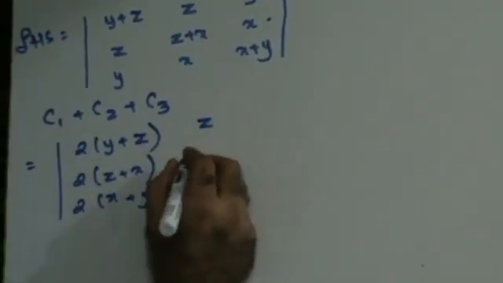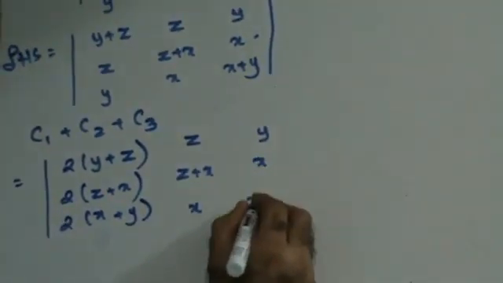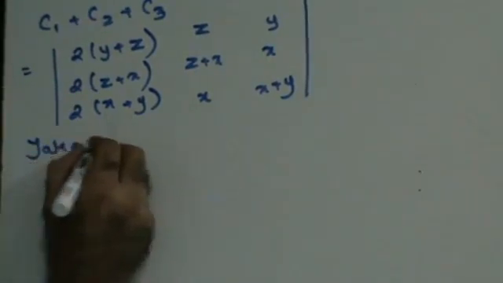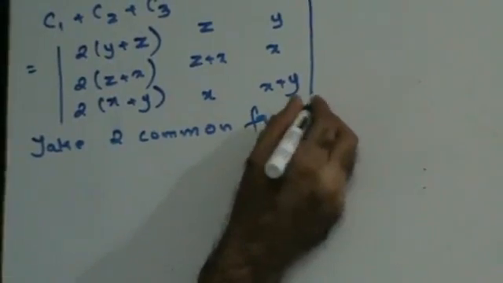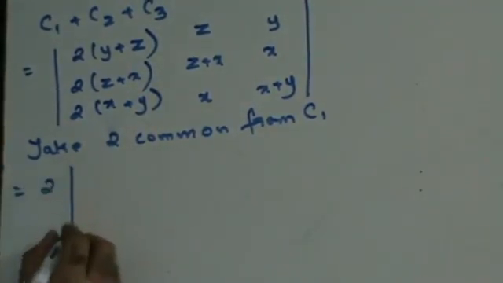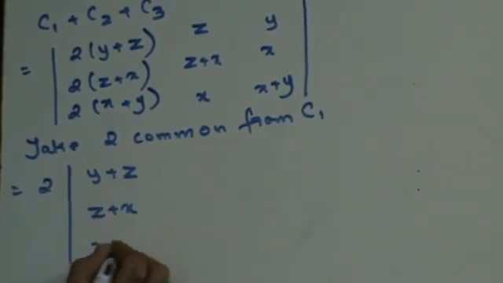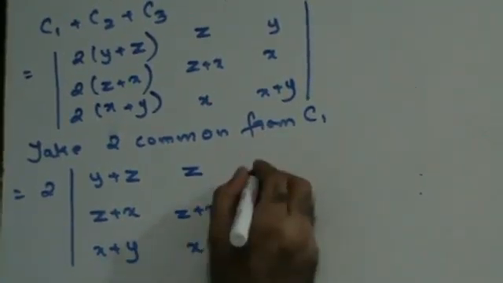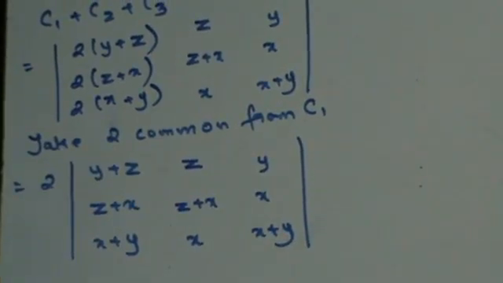The balance stays as it is: z, z plus x, x, y, x, x plus y. I can take 2 common from C1. If I take 2 common from C1, I'll get y plus z, z plus x, x plus y in the first column, then z, z plus x, x, y, x, x plus y. So 2 is gone common outside.